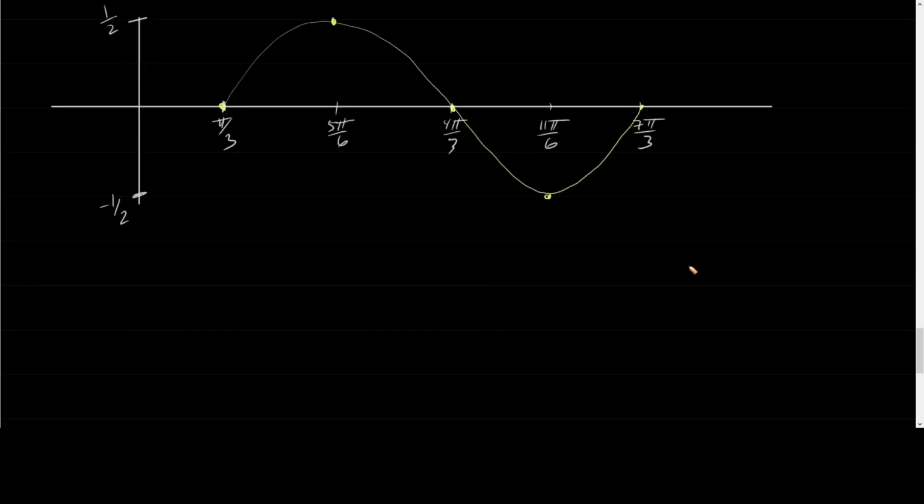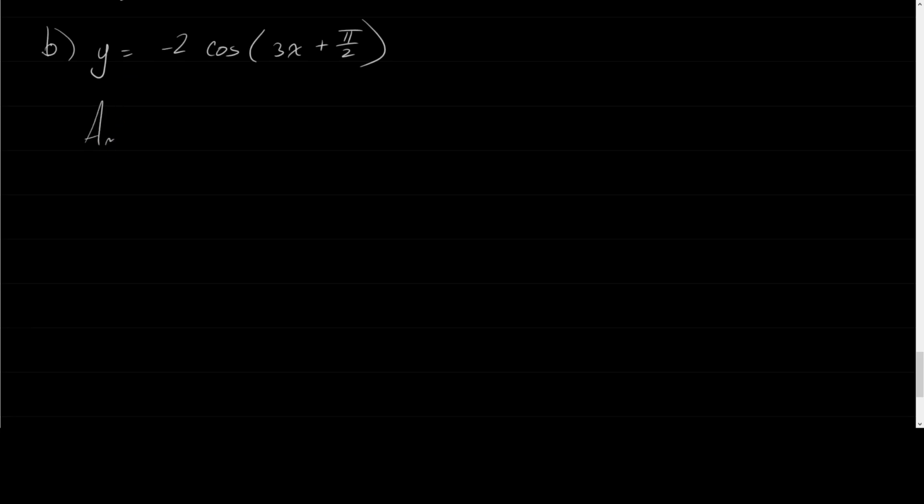Let's say that I had something like this example: y is equal to negative 2 cosine of 3x plus pi over 2. All right, so let's see what this does for us. Well, first, let's find our amplitude. The amplitude was the absolute value of a, in this case, the absolute value of negative 2, which means 2.